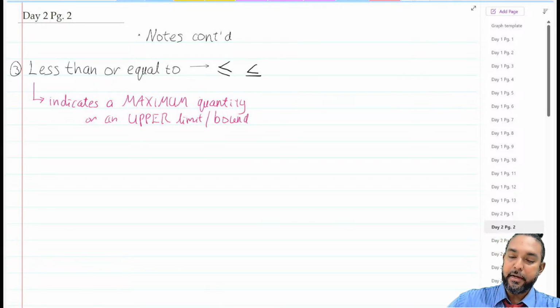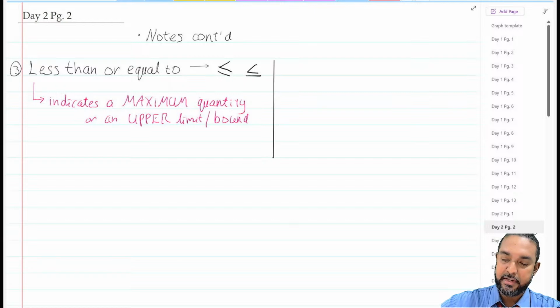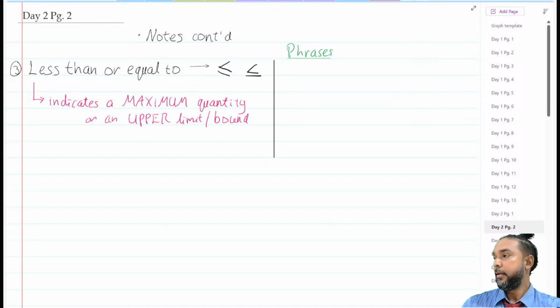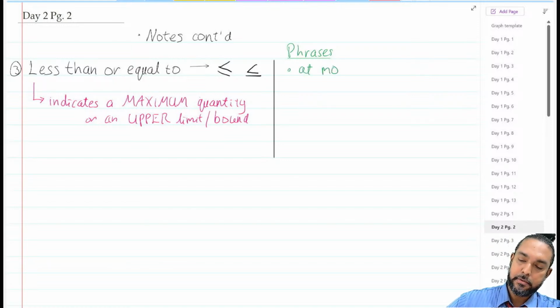All right? And there are some key phrases that they'll use sometimes to indicate that this is what they're talking about. So the phrases that you have to look out for are as follows. You might see the phrase at most. You might see also not more than.